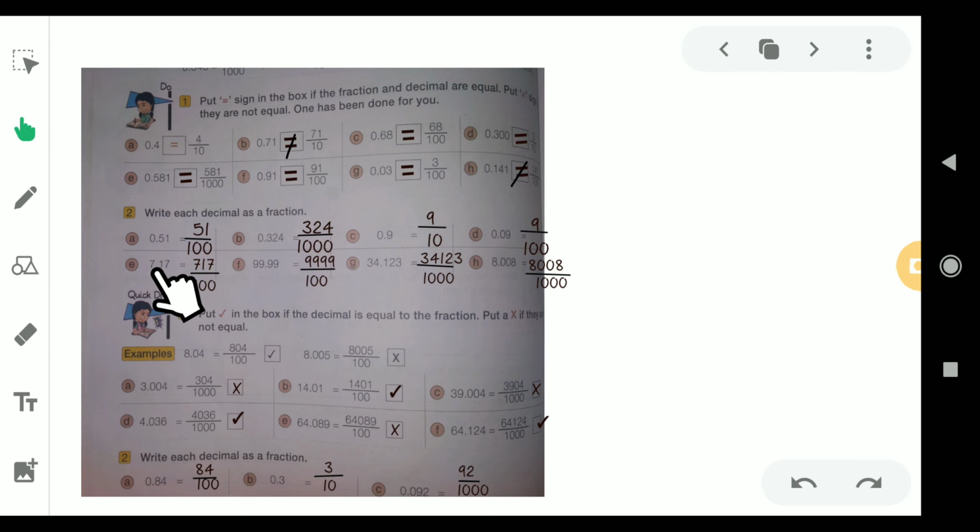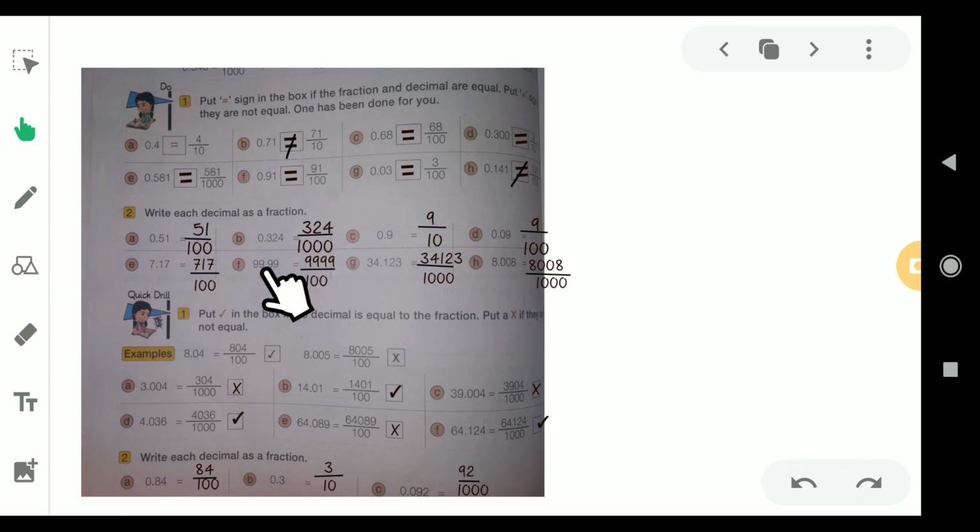Just neglect the decimal point, and when you neglect the decimal point, you see only 717. Just write it as the numerator and count the decimal places in this number. There are 2 decimal places, so write 1 first and afterwards write 2 zeros, which is exactly equal to the decimal places in this number. And neglect the decimal point.